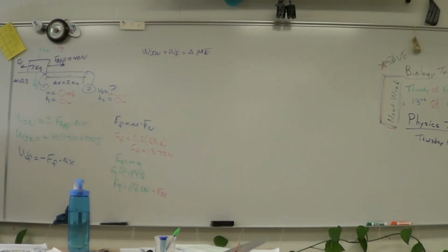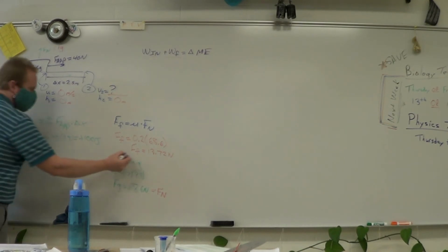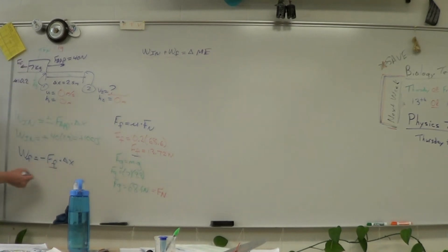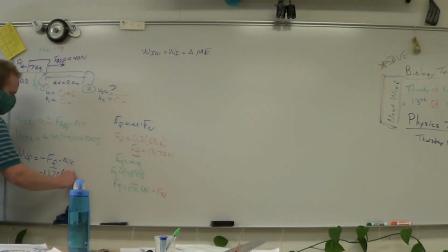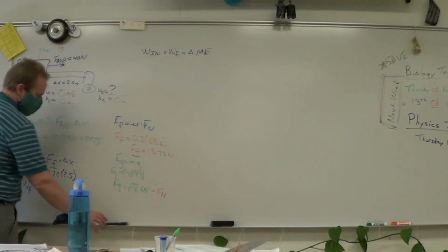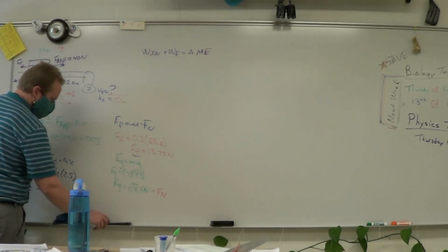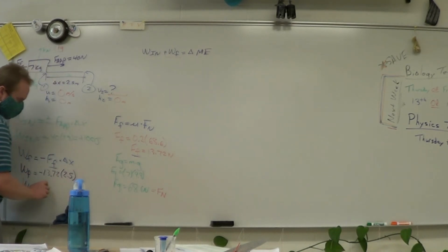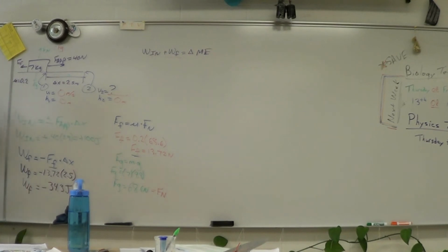Now, we can use this force of friction in our work done by friction. So our work done by friction is minus 13.72 times the 2.5 meters that friction acts over. So we multiply that by 2.5. And friction is going to remove negative 34.3 joules worth of energy.